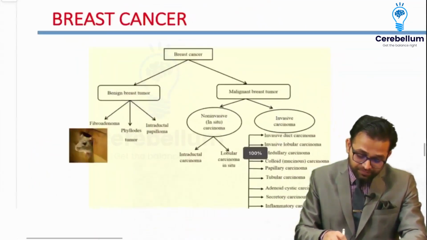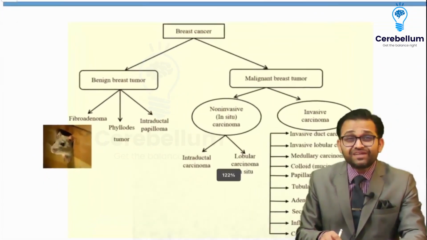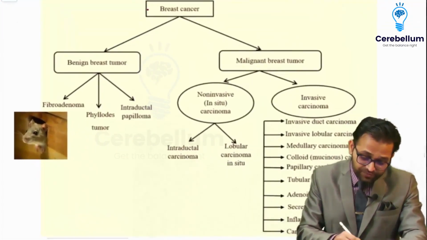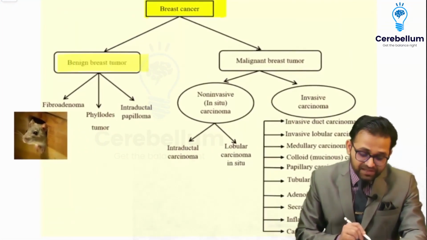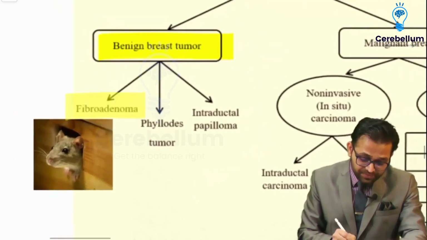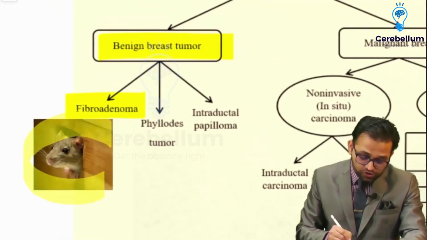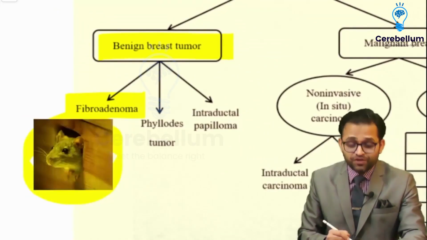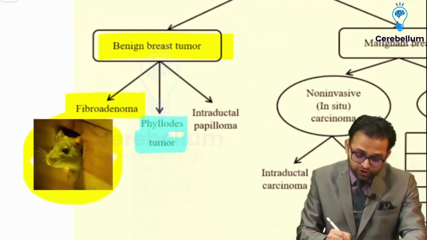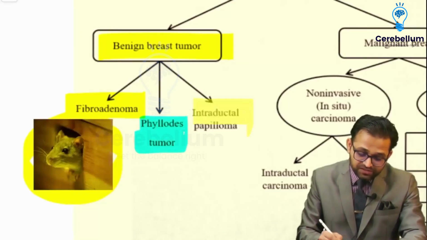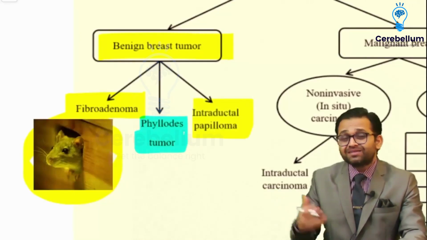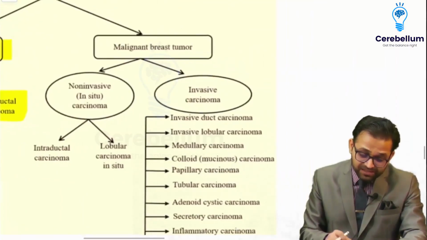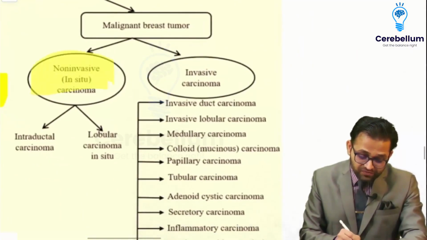Now look, the breast cancer. You will see different kinds of classification. I told you right now, breast cancer, sir, benign breast tumor, you have to study in surgery. Fibroadenoma, which is also known as the mouse of the breast, you have to learn about the phyllodes tumor, and you have to look for the intraductal papilloma. These are the benign tumors, while the malignant breast tumors, you will see non-invasive.